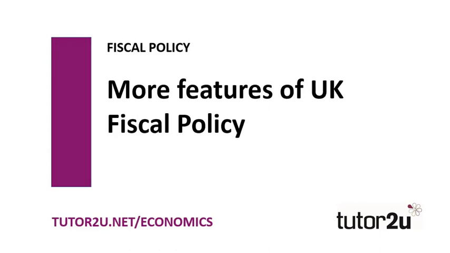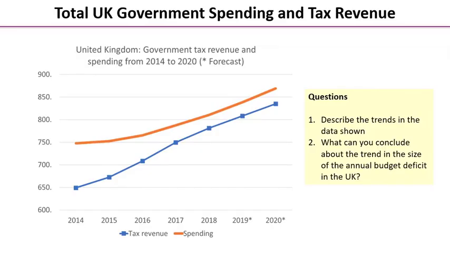We're on to the fourth video for our online lesson introducing fiscal policy. In this one, we're going to take a slightly closer look at some of the features of UK fiscal policy, taking care to look at some data and giving you an idea of some of the numbers and figures involved. So, as a starting point, you can see this chart on the screen, which shows you the tax revenue in recent years and spending.